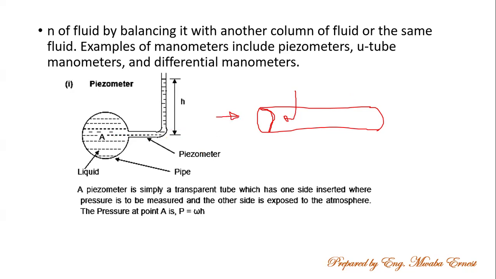So you have that manometer from the center going up. As you see liquid rising, that is what gives you the pressure. So the pressure will be given by specific weight times the height. In this case, that is the height.